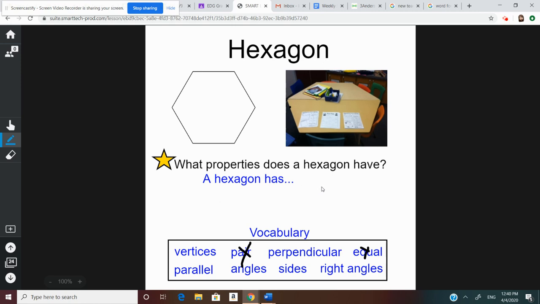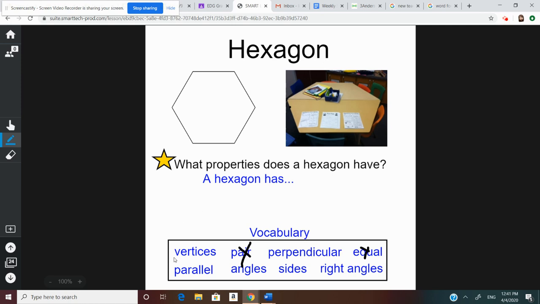So I want you to pause the video for a moment, and I want you to notice how many vertices does it have? Does it have perpendicular lines, parallel lines? Does it have angles, and how many? How many sides does it have, and how many right angles? So take a second, pause the video, write your answers down, and then come back.